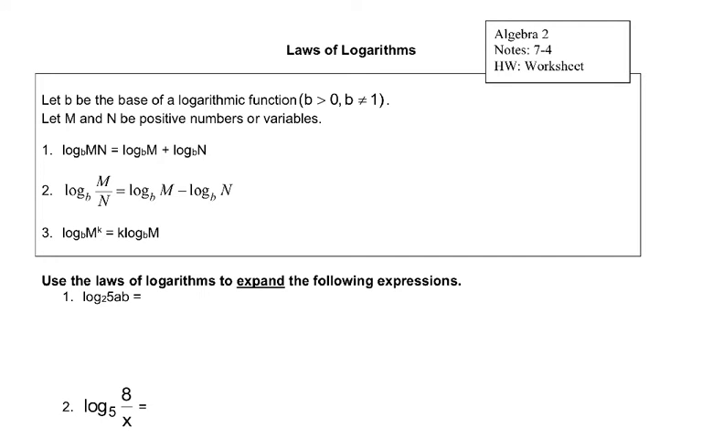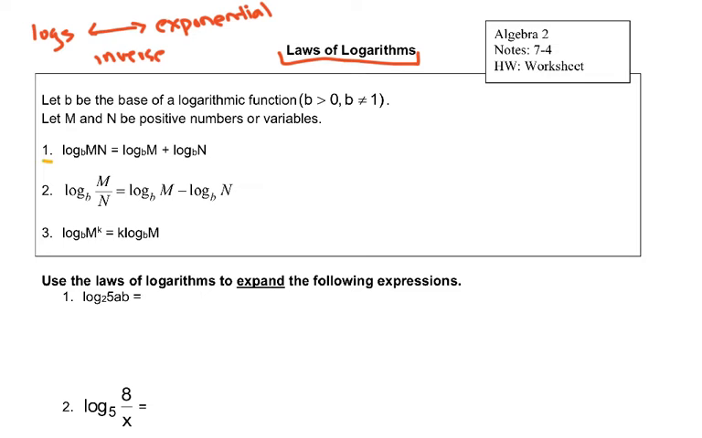Hey guys, so we're going to talk today about the laws of logarithms, or the properties that deal with logarithms. Now remember, log functions are very similar to exponentials. In fact, logs are the inverse of exponentials. So their rules and their properties relate to each other.